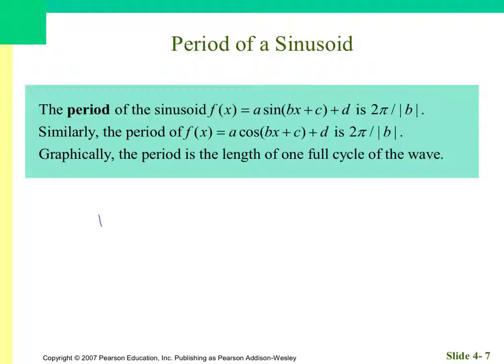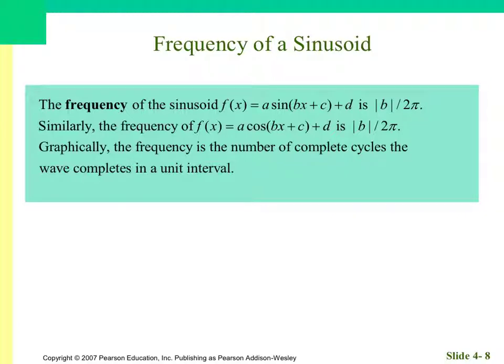The period equals 2 pi divided by the absolute value of b. Period is how long it takes for it to repeat itself. The frequency is the absolute value of b divided by 2 pi. It's the reciprocal of the period. Graphically, the frequency is the number of complete cycles the wave completes in a unit interval. Okay?